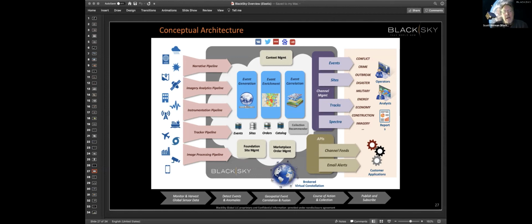The information goes out through a series of alerts and notifications and dashboards, as well as APIs that allow us to plug in to other systems. And then the final thing on this chart I'll point out is where it says brokered virtual constellation. That's a fancy word for saying we can interact with satellites and other data sources, not just in terms of being a consumer, a streaming consumer, but actually tasking them, telling them what to do. So when something happens, we can tell our satellites, go take more pictures of that. We need to understand more about what's happening.